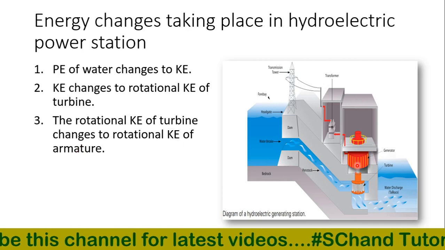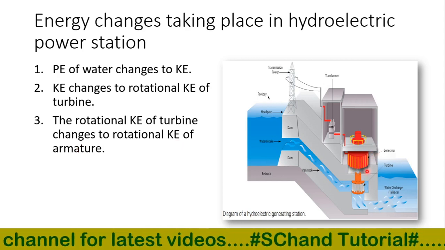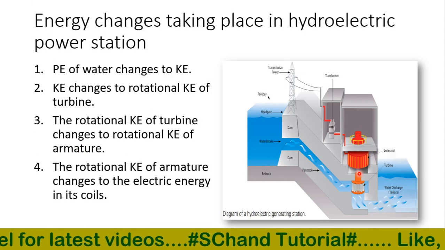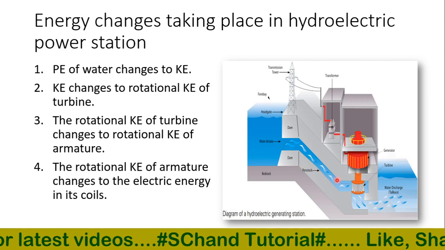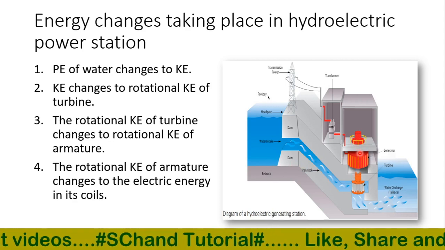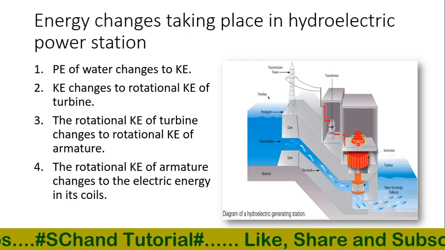This is moving the armature of the generator here. It is producing rotational kinetic energy. Then the rotational kinetic energy of the armature changes into the electric energy of the coil. Here the electric energy is produced. So these are the energy changes taking place in the hydroelectric power station.